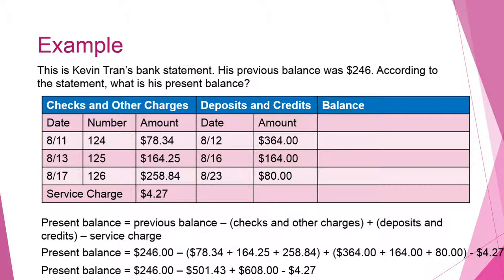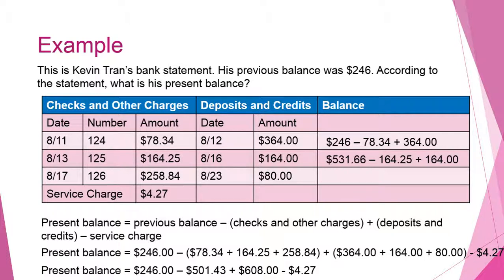So I'm going to show you a different way. This is a little bit longer, but I just want you to understand how that works. So at the top, we know the previous balance was $246, and we're going to subtract from that row the $78.34 because that is a charge, and then plus the $364, which is the credit. And when we do that, we get $531.66.